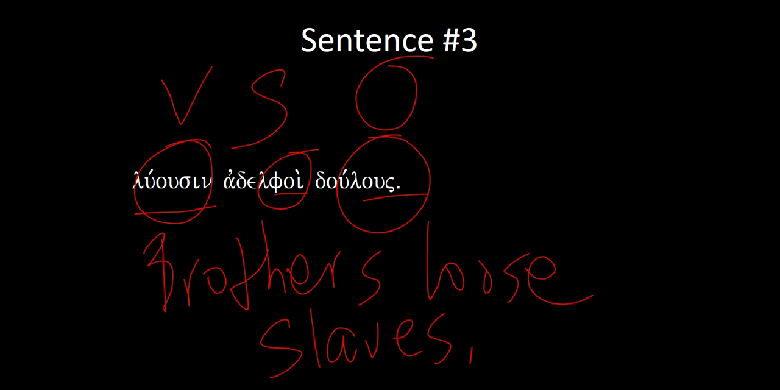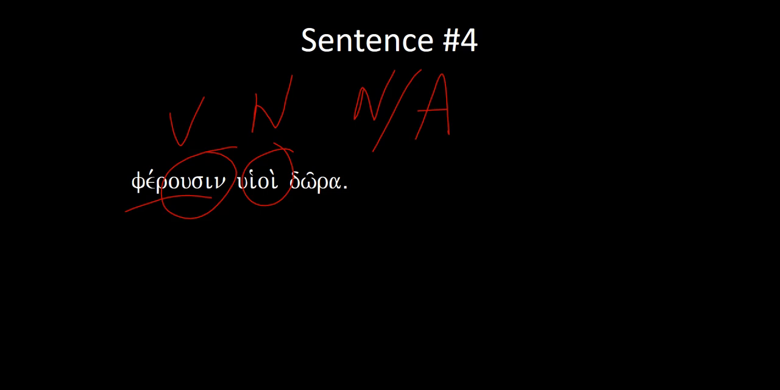Try it again. What's the order that we do? First a verb, then a nominative subject, then an accusative direct object. So pherousin is a verb. I know it because it has verb endings. Huioi. This is nominative. Dora, that one could be nominative or it could be accusative. So we've got some detective work to do on this sentence. So first of all, we've got the verb by itself. It means they bring.